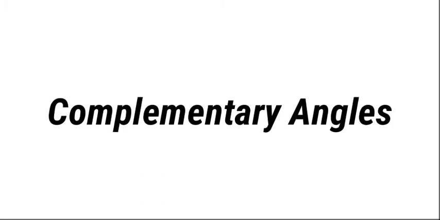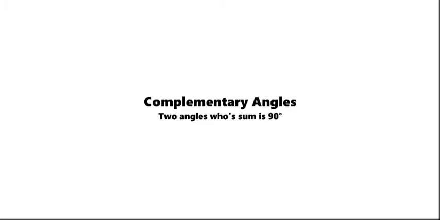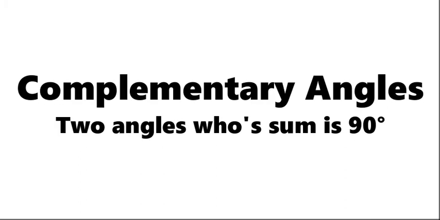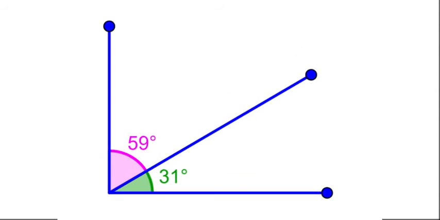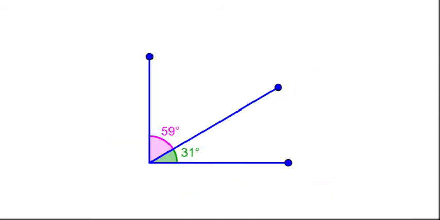Complementary angles. Complementary angles are two angles whose sum is 90 degrees. And here's the example of the complementary. My phone fell. And here's an example of the complementary angle.